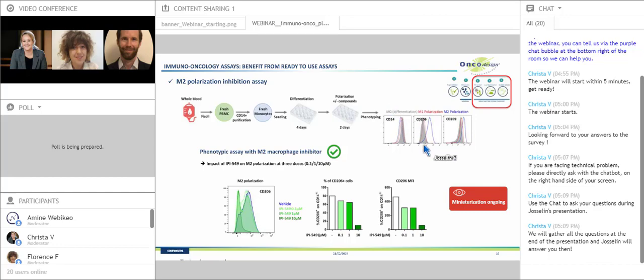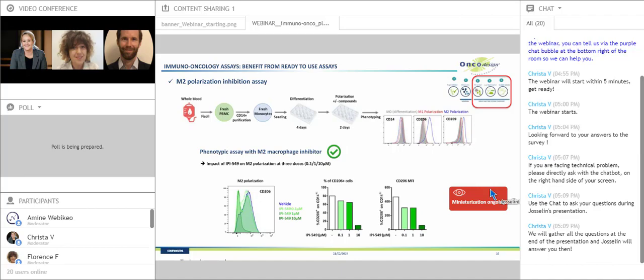So we use this assay to test the IPI549 compound, which is a macrophage M2 inhibitor that is currently in clinical trial. And we tested it at 3 different doses, and you can see the result here. Roughly, on this CD206 marker, we see a decrease either of the percentage of positive cells or the MFI, meaning that we have a decrease of the M2 phenotype in this assay, which indicates an effect of this compound on M2 polarization.